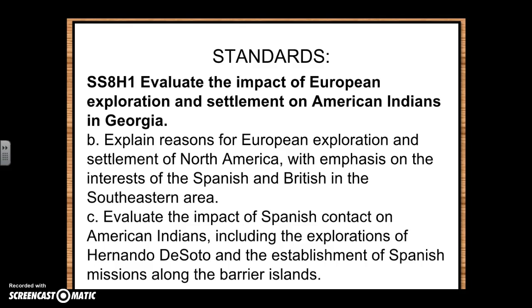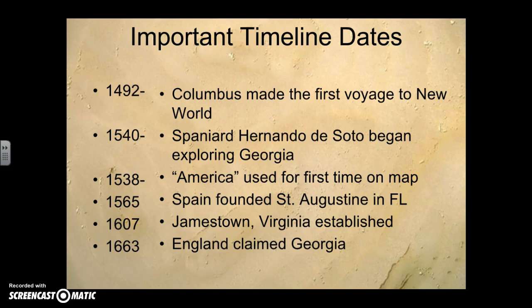We talked about the Cherokee and the Creek, and those are the American Indians that we are specifically going to be talking about when we get there. Explain reasons for European exploration and the settlement of North America, with emphasis on the interests of the Spanish and the British, and then evaluate the impact of Spanish contact on American Indians, including the explorations of Hernando de Soto and the establishment of Spanish missions along the barrier islands. That is what we're going to briefly discuss today.